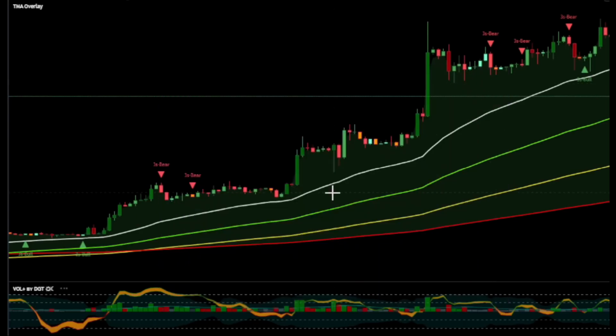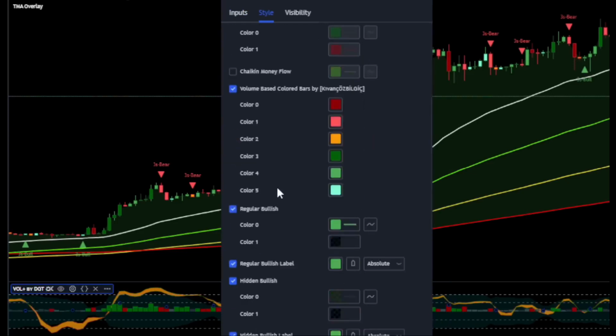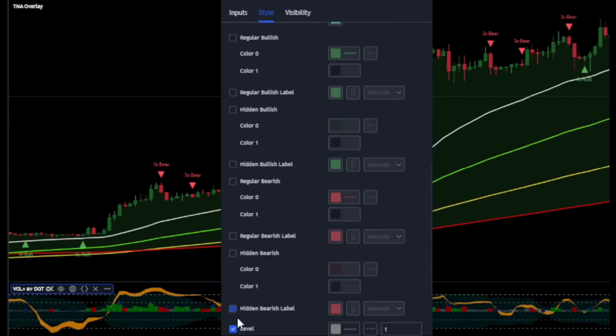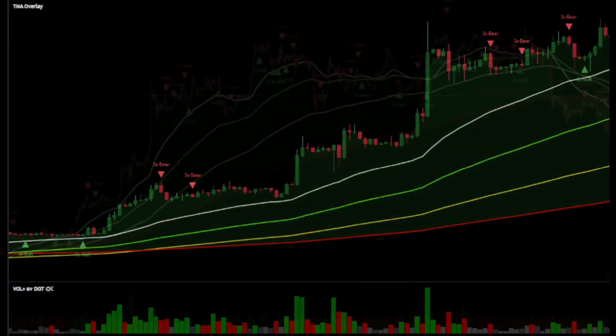We see that this indicator does not look very clear, so we are going to modify its style. Let's disable everything except Relative Volume Histogram. Perfect. Now we are going to explain how the strategy works.